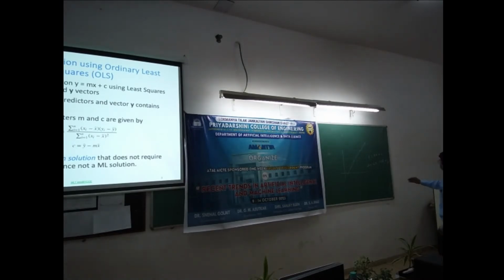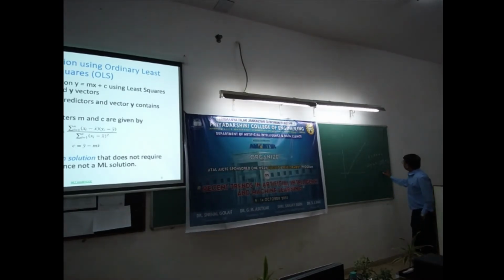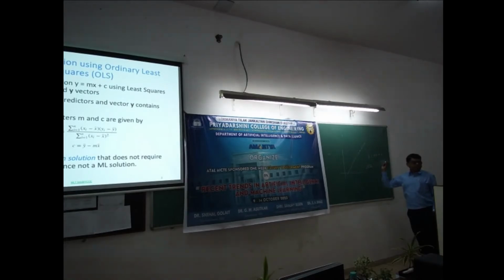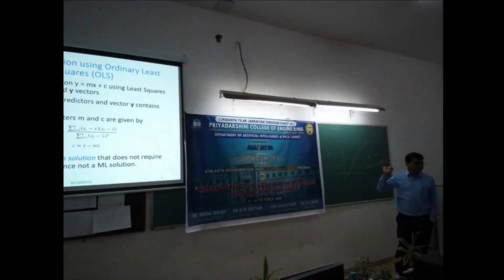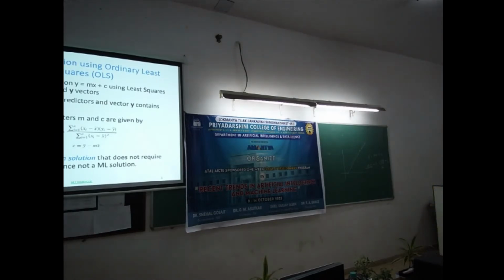Once you know m and c, you can put in any value of CGPA and it will give you the predicted salary for that student. So you give the CGPA of the student, and you get the predicted salary. It is very simple, but the main thing is finding m and c.